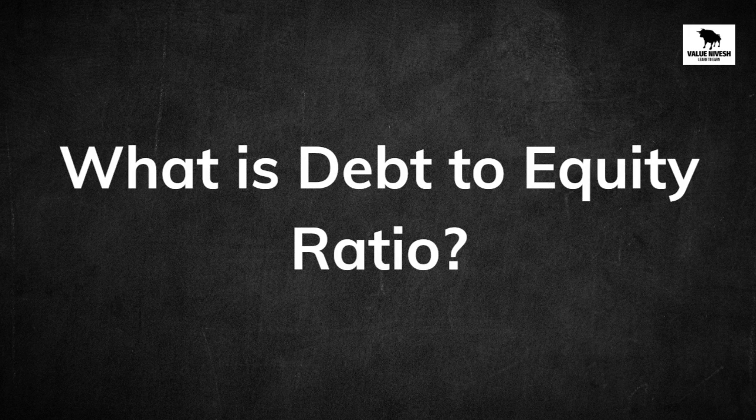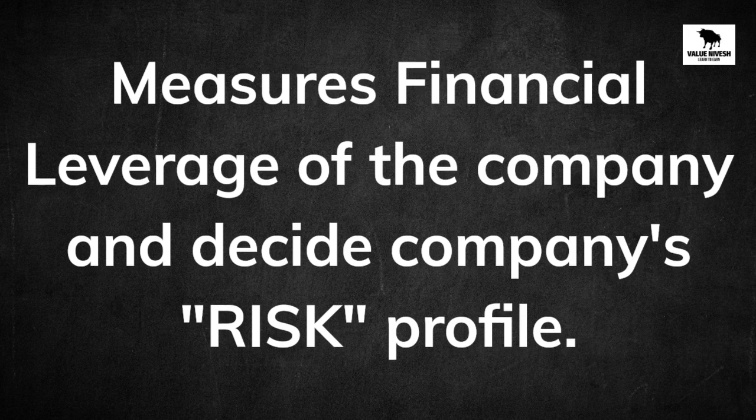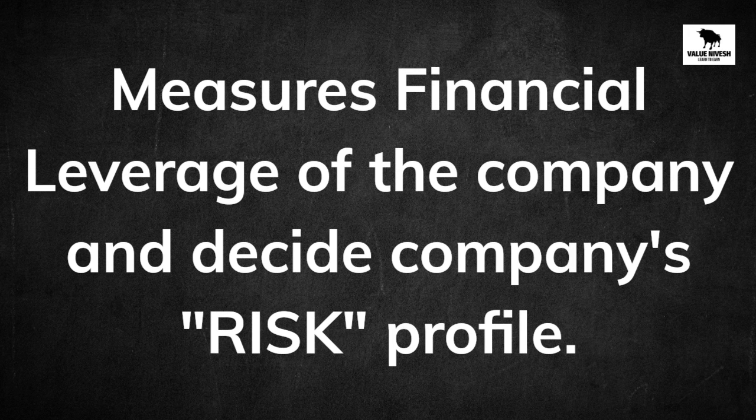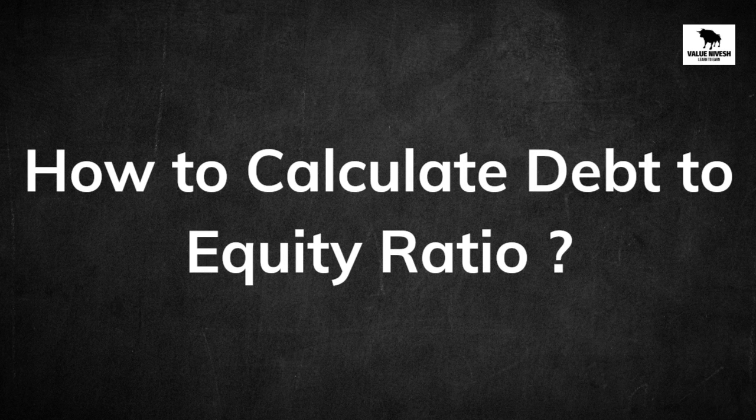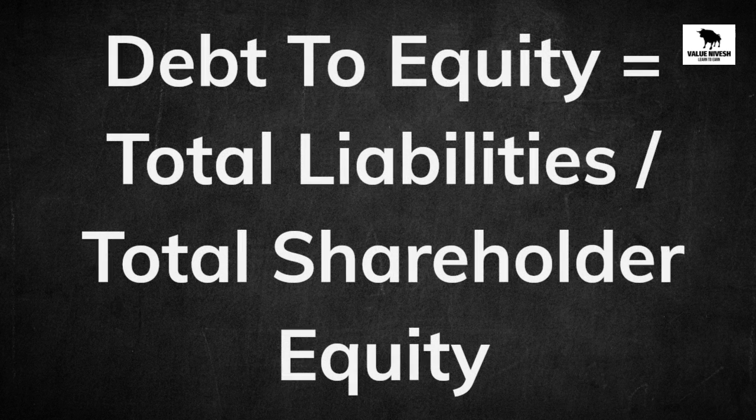What is debt-to-equity ratio? Debt-to-equity ratio is a financial ratio that indicates the proportion of debt and equity used to finance a company's assets. It is a measure of a company's financial leverage, which helps investors evaluate the risk associated with the company's debt levels. In simple terms, the debt-to-equity ratio compares a company's total debt to its total equity. The ratio is calculated by dividing the company's total liabilities, including both short-term and long-term debt, by its total shareholder equity. The formula to calculate the debt-to-equity ratio is: debt-to-equity ratio equals total liabilities divided by total shareholder equity.